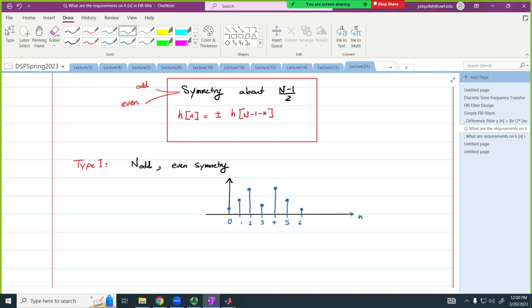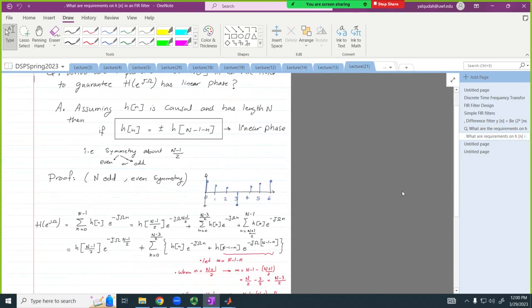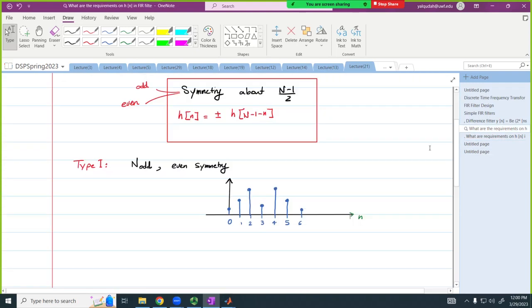So this means this filter is going to have a linear phase. It's because 3 is the middle, since 7 minus 1 divided by 2 is 3. That's where the center of the symmetry has to be, around that point, N minus 1 over 2.